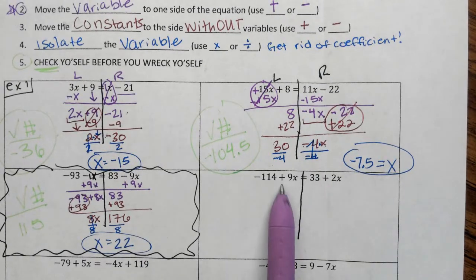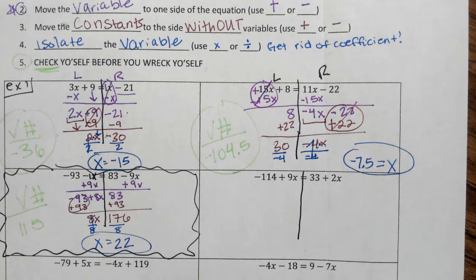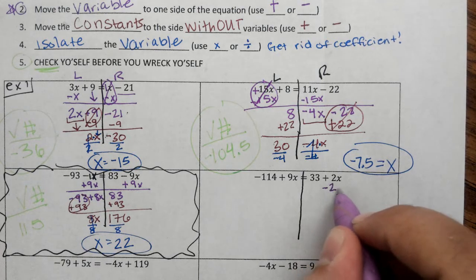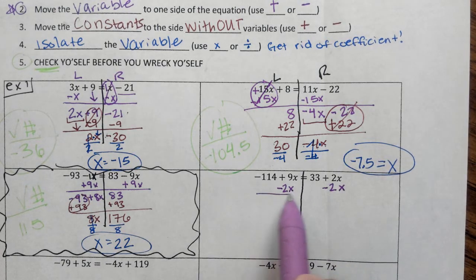It doesn't matter if you choose to move 9x or 2x, so some people's first step might actually look a little different. In the end, you'll still get the same answer. I prefer to move the smallest amount of variables, so I'm going to move 2x. And I do that because then you'll always have a positive coefficient, and you don't have to worry about negatives.